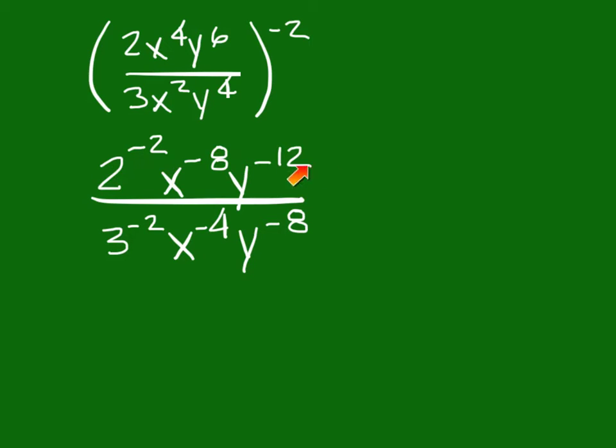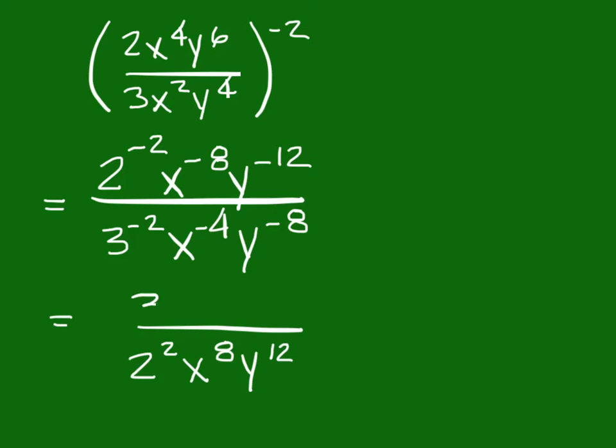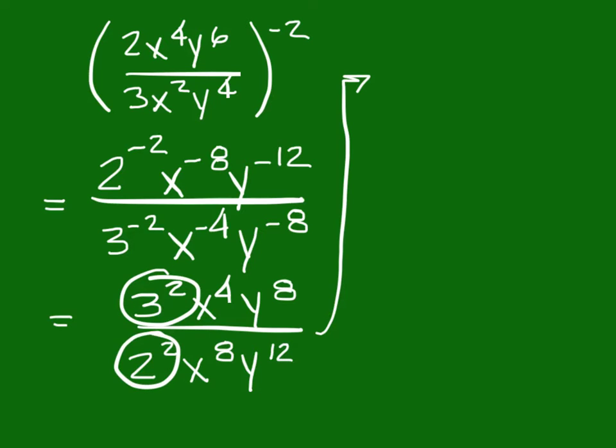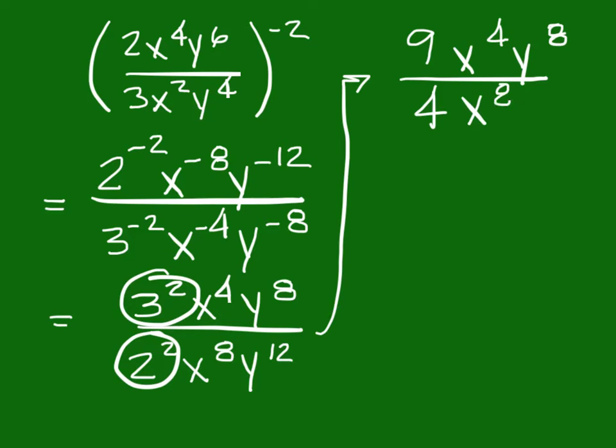Everything on the top here is negative, so it's going to have to go to the bottom. So you'll have 2 to the 2nd, x to the 8th, and y to the 12th on the bottom. Everything here on the bottom is negative, so it must go up to the top. That will give you 3 squared, x to the 4th, y to the 8th. Now simplify this. 3 squared and 2 squared. That's 9 over 4. And then you still have x to the 4th, y to the 8th, over x to the 8th, y to the 12th.